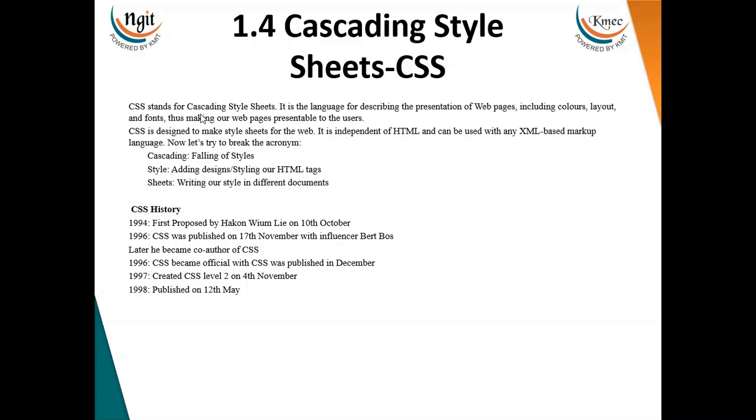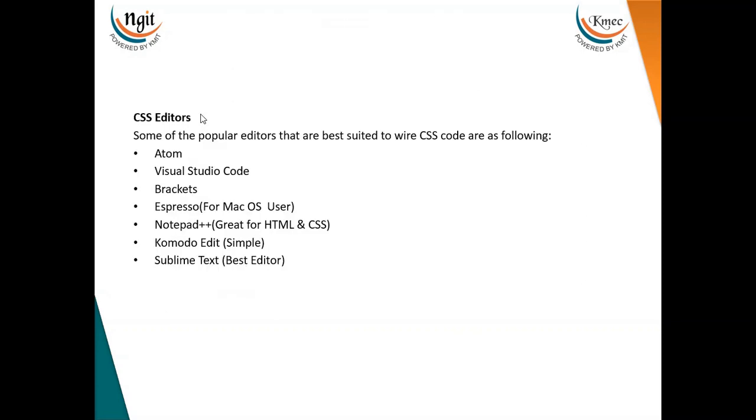CSS is designed to make style sheets for the web. It is independent of HTML and can be used with any XML based markup language. Now, cascading means following designs, following of styles. Style is adding designs or styling to our HTML pages, and sheets are writing our style in different documents. It was proposed in 1994 and published on 12th May 1998.